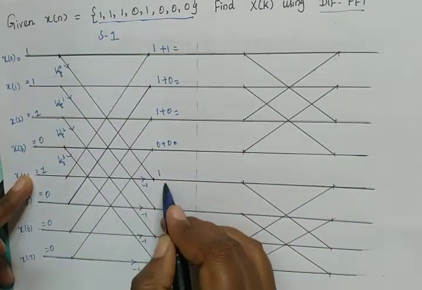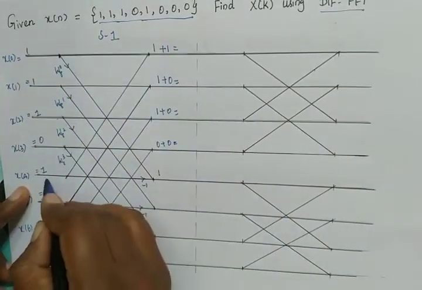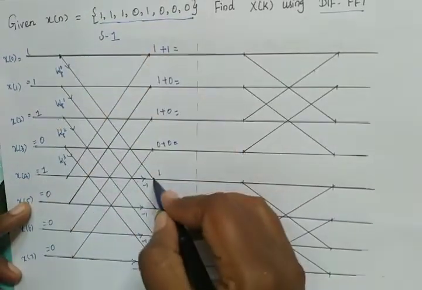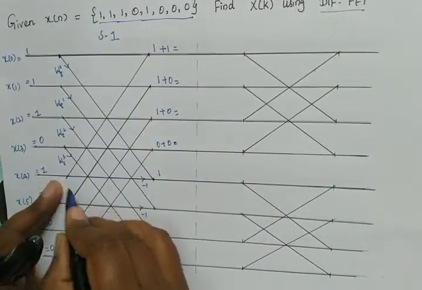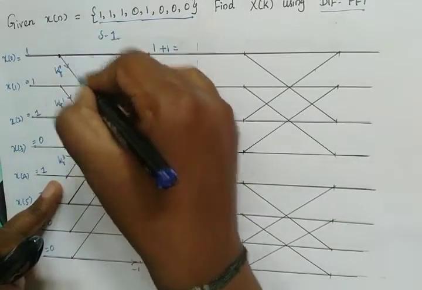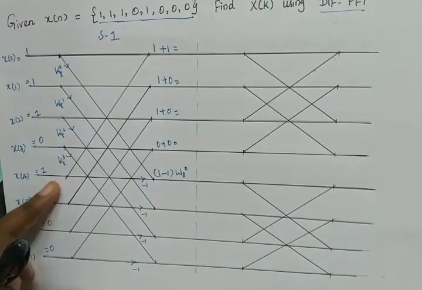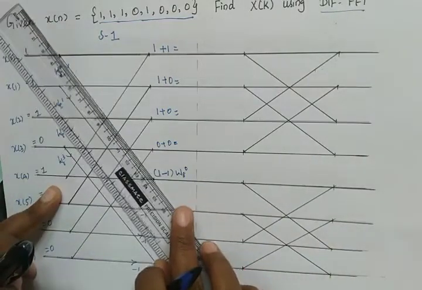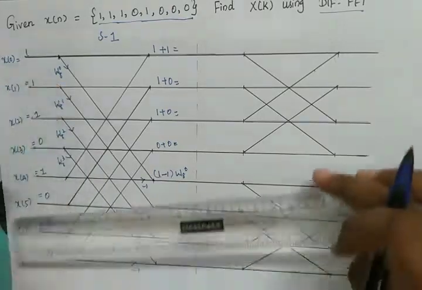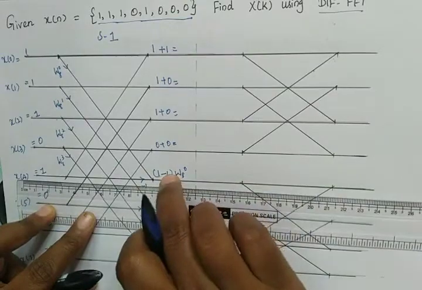So what happens, this will be multiplied with this 1, that is x of 0, as well as with this x of 4. So we can take that as common. So here we have 1, this will be 1. So 1 minus 1 will be 1 minus 1 into this twiddle factor, that is W8 power 0. I hope you understand. First check this number. Here it is 1. This is multiplied with W8 power 0. And here we have 1. So 1 into this minus 1 will be minus 1.